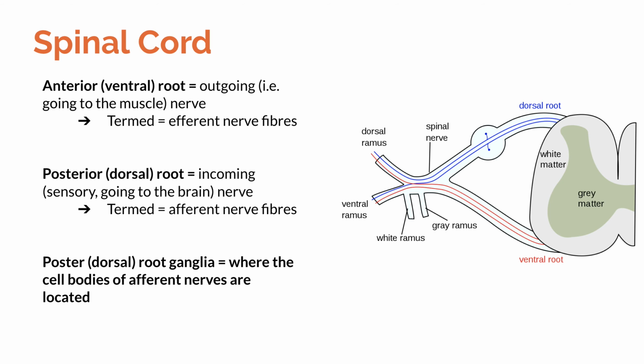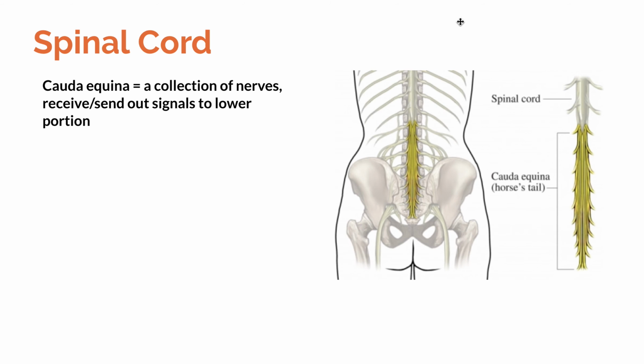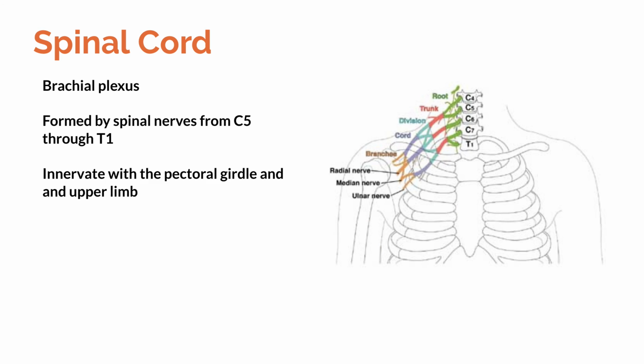And then we have the posterior root ganglia, which is essentially a collection of the cell bodies of those afferent nerves. For the spinal cord, when we come to the very end, we have something called the cauda equina, which is essentially a collection of nerve fibers that are going to send out and receive nerve signals from the pelvis as well as the lower limbs. And then for the upper limbs and the pectoral girdle, we have the brachial plexus, which is essentially formed by the spinal nerves coming in from C5 to T1.